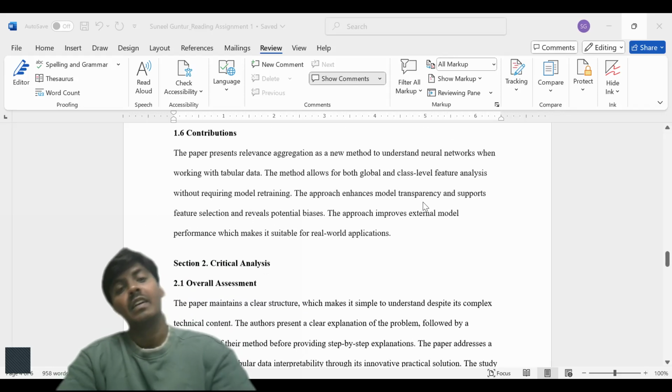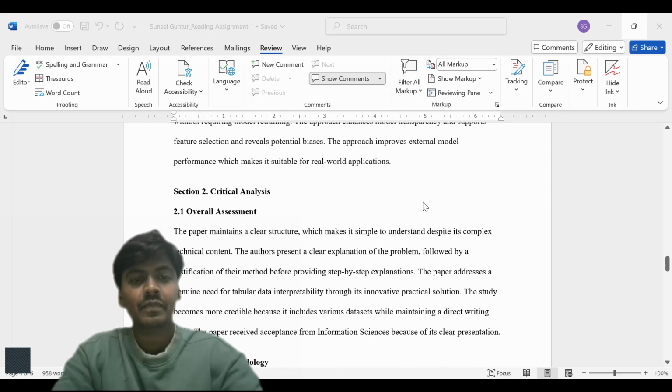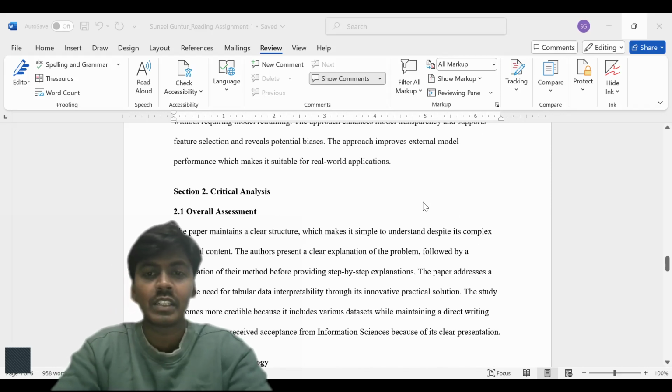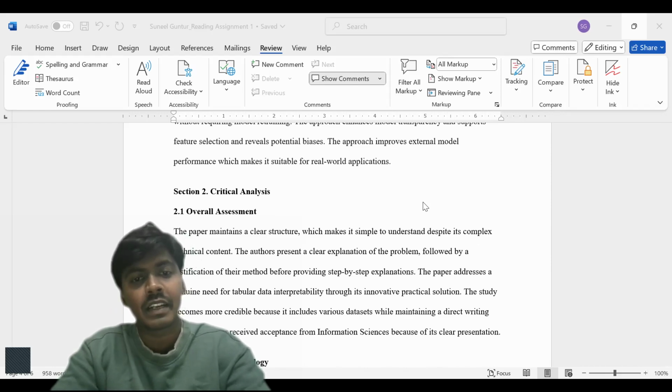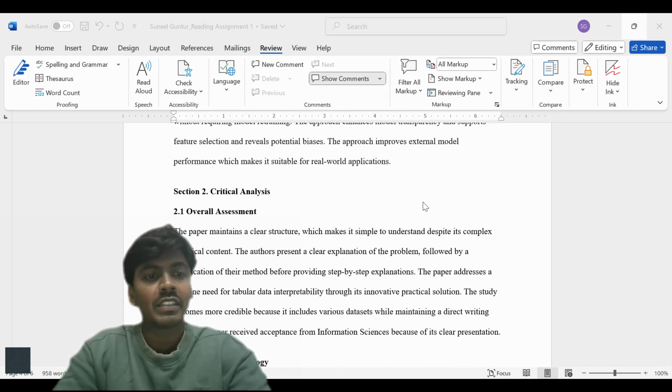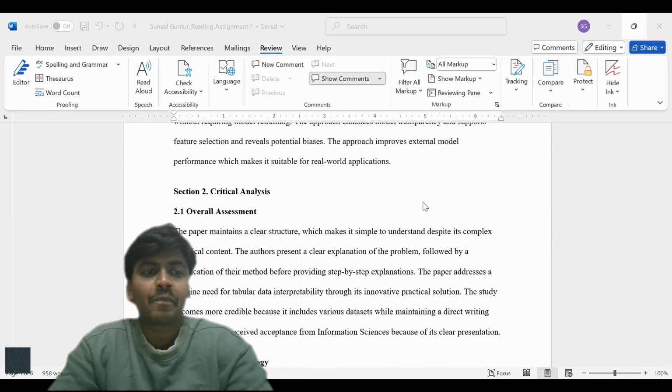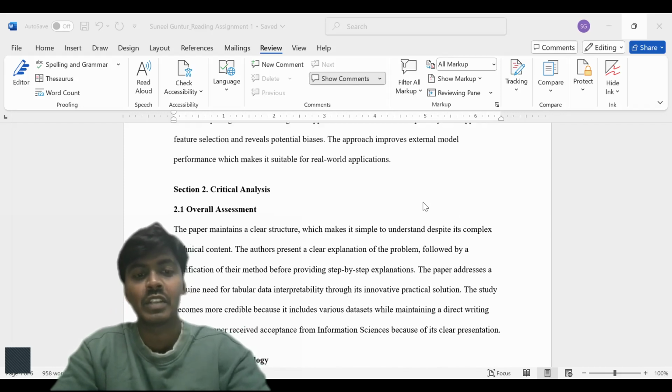explanation are needed. Coming to the critical analysis, this paper maintains a clear structure which makes it simple to understand despite its complex technical content, and also provides solid reasoning, method justification, and result explanation. This paper was also accepted by a reputed journal due to its clarity and contribution.